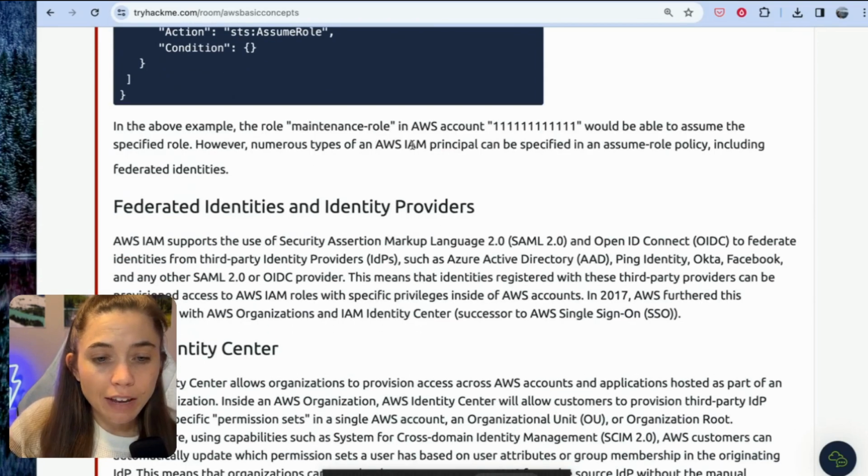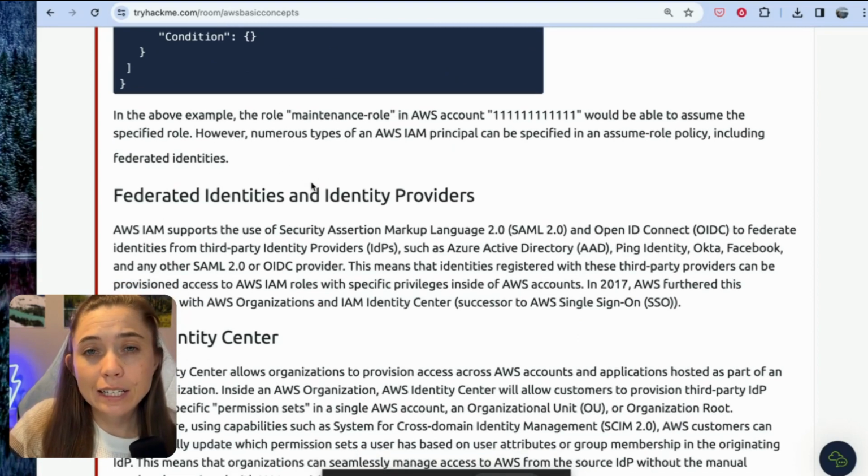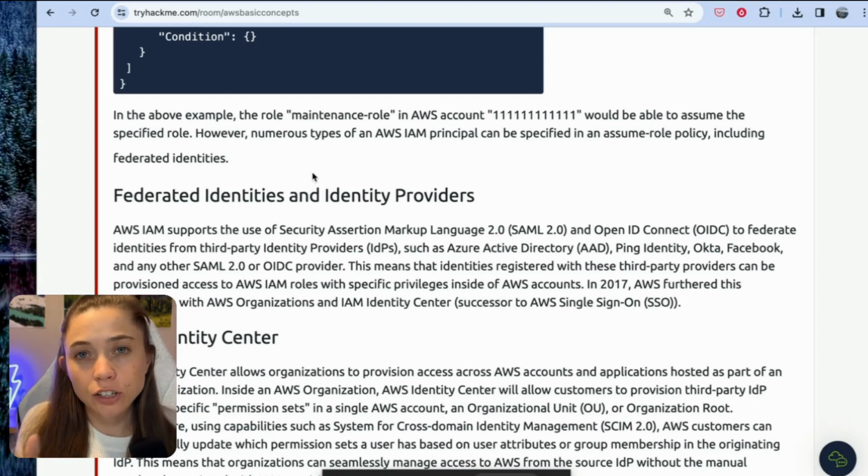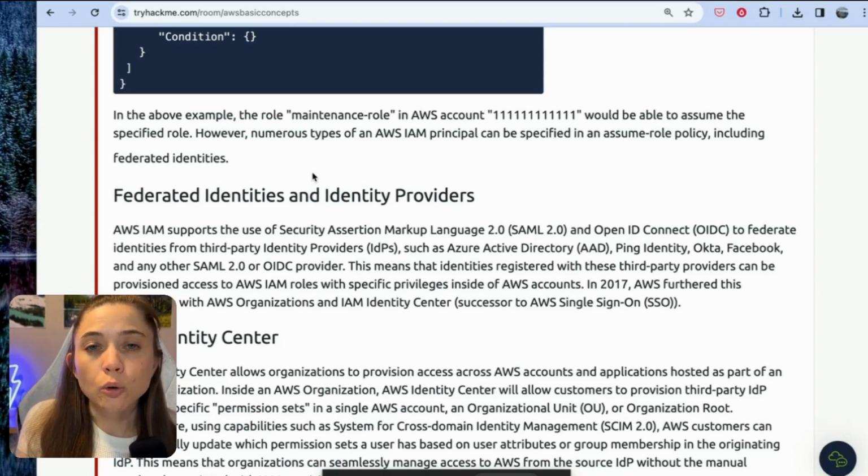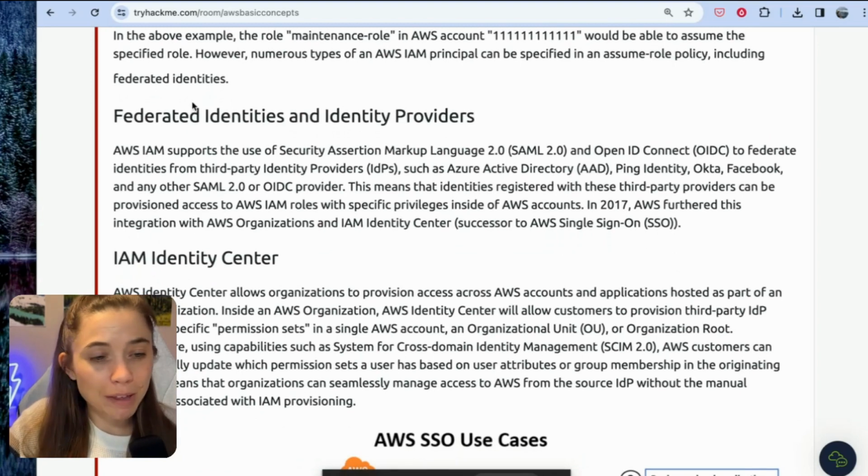Numerous types of AWS principals can be specified in an assume role policy, including federated identities. And federated identities means you're using an identity from somewhere else to have permissions in another domain. Like a really common example would be you log in somewhere with your Microsoft Active Directory, and then you're able to use that identity you have through Active Directory to authenticate somewhere else and have permissions in some other domain. And maybe that's what we're about to get into more here.